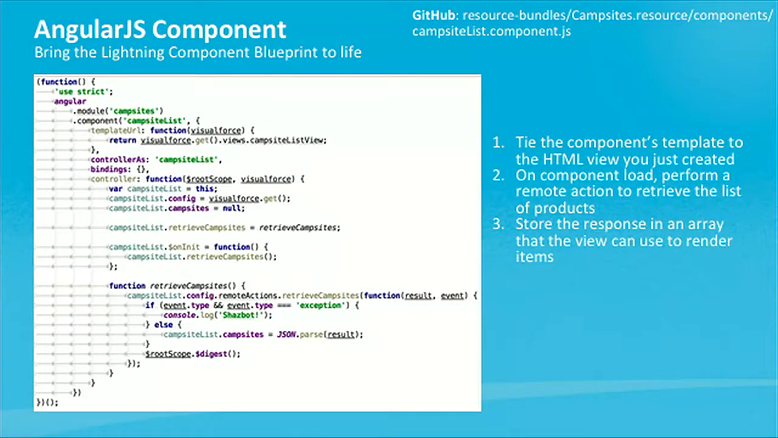So this is an example of a simple AngularJS component to do what we want to do. You'll see it's bound to the view we create, which is the HTML with Lightning Design System styling. It also has just an on-init routine where, when it loads up, it's going to ask for those campsites. And through the magic of Angular, it's going to actually just render those out in a list on screen.